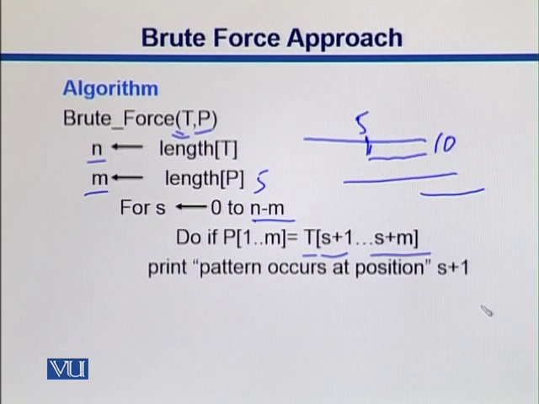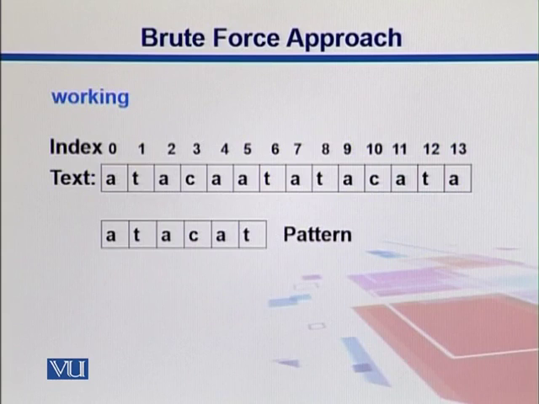If we find an occurrence of the pattern, we will put that here. So we can say that the pattern occurs at position s plus 1, since we are starting our loop with 0. Let's elaborate this with an example. We have a text of length 14 and a pattern of length 6. We start by aligning the first nucleotide of the pattern with the first nucleotide of the text.